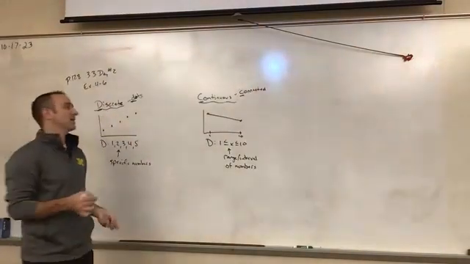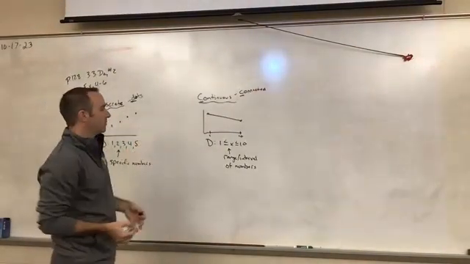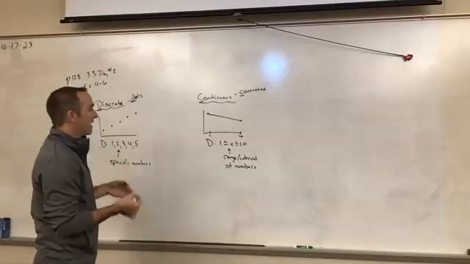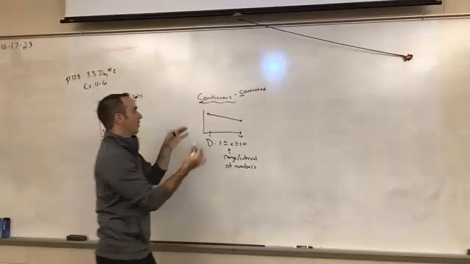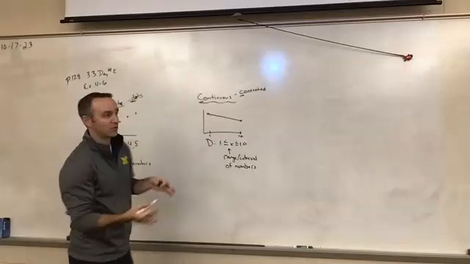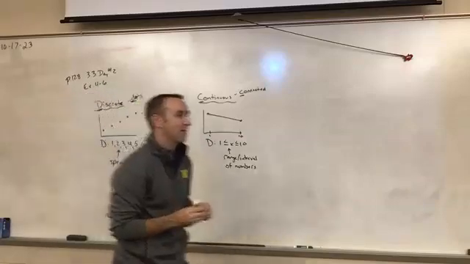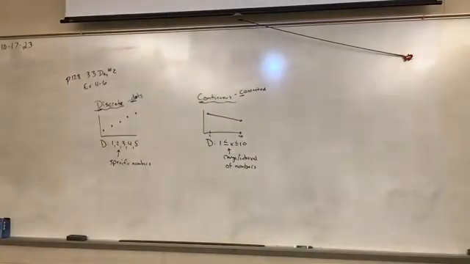And so what we're going to see today is we're going to see word problem situations where we have to determine, is it best described by a discrete graph or a continuous graph? Okay, so that is what we're looking at today, is what's the difference there and when are we going to use each one of those?